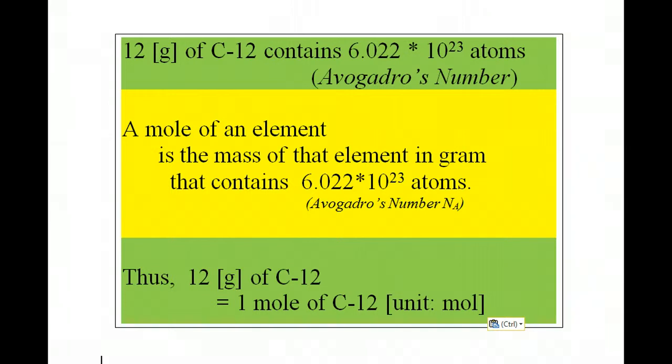This is Avogadro's number. And as we know, a mole of an element is the mass of that element in grams that contains 6.022 multiplied by 10 to the power of 23 atoms. Therefore, 12 grams of C12 is equal to 1 mole of C12. And the unit for mole is MOL.